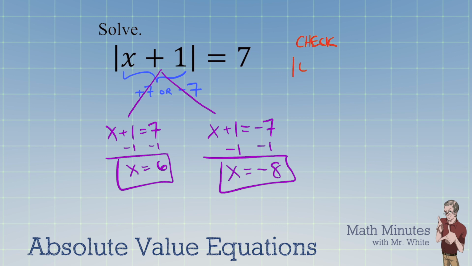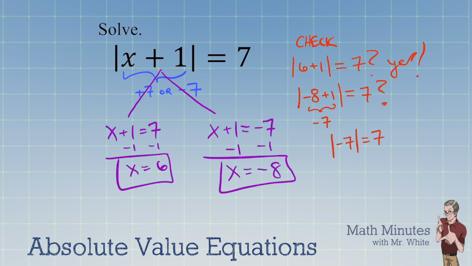Does the absolute value of 6 plus 1 equal 7? Yes, it sure does. What about the absolute value of negative 8 plus 1? Now that's a little trickier, of course. Does that equal 7? Well, on the inside here, we have negative 7. So yes, the absolute value of negative 7 does equal 7. So yes, that's also a solution. So we've just checked it, and both of those answers are solutions because if I plug them in, they work.